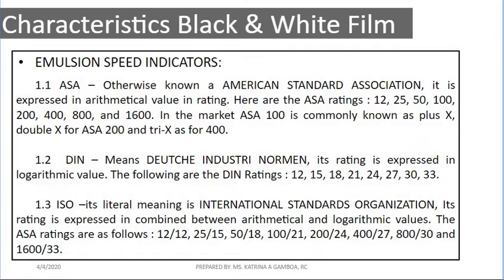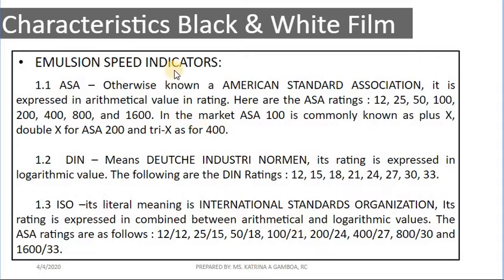Ang ginawa ng ISO, okay, pagsamahin na lang natin yung ASA at saka DIN. So, for example, bumibili siya ng 100 na emulsion speed na ASA. Ang katumbas niya sa DIN ay 21. Bakit, ma'am? 1, 2, 3, 4, 100. 1, 2, 3, 4, 21. Ano siya sa ISO? 100 and over 21. So, pinagsama lang niya, okay? Para hindi sila nalito whether ASA siya or DIN siya.